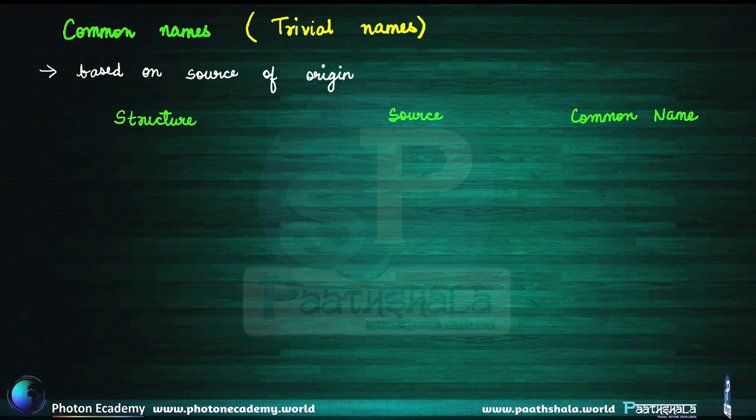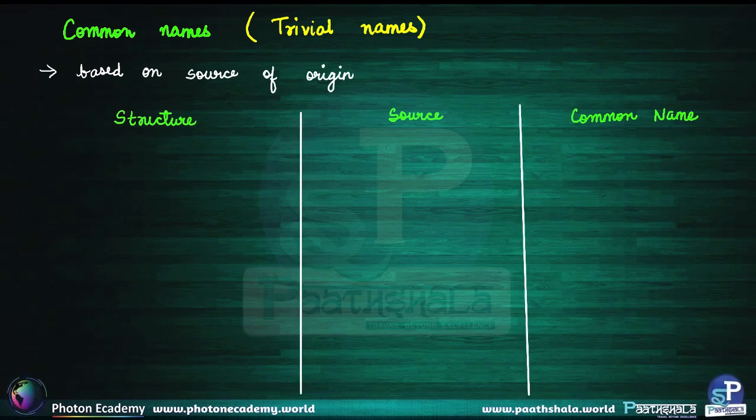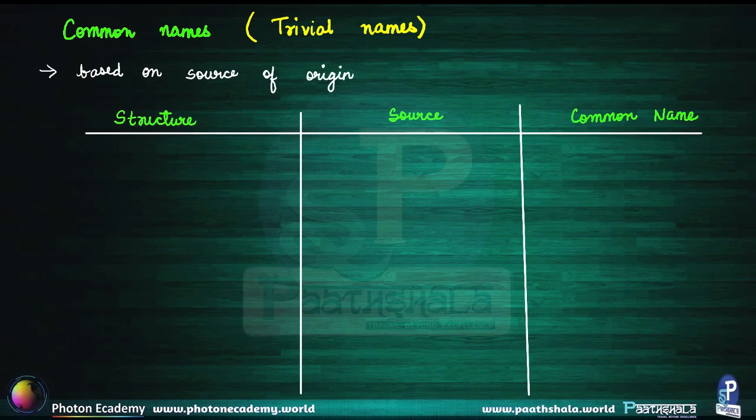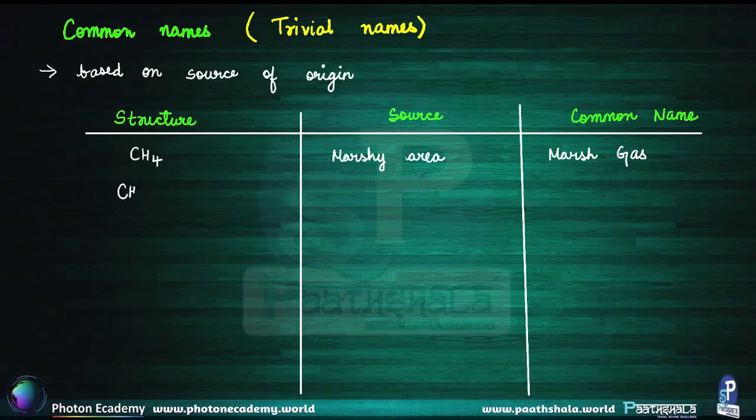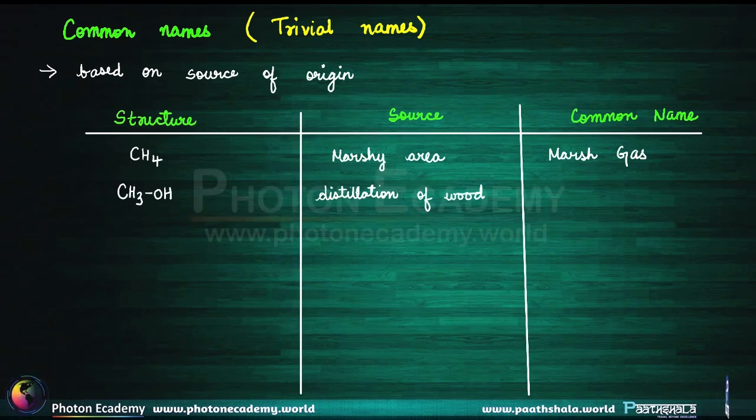Okay, so suppose we have CH4. So the source of CH4 is marshy area, and therefore the common name is marsh gas. Secondly, if we have CH3OH, then the source of CH3OH is distillation of wood, and the common name is wood spirit.